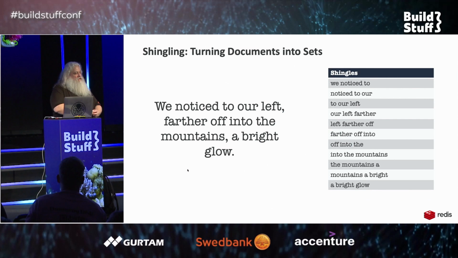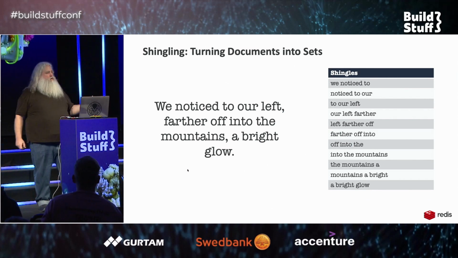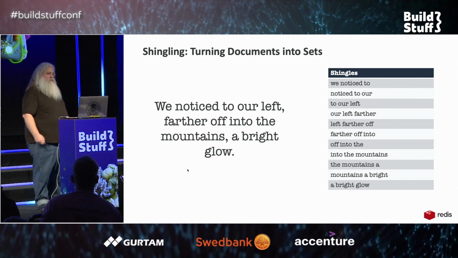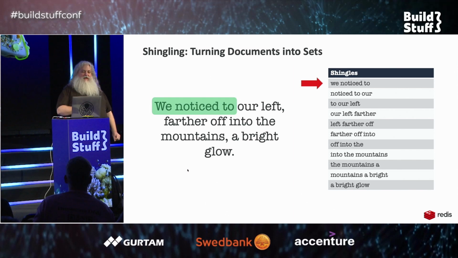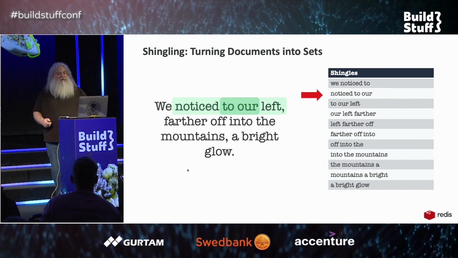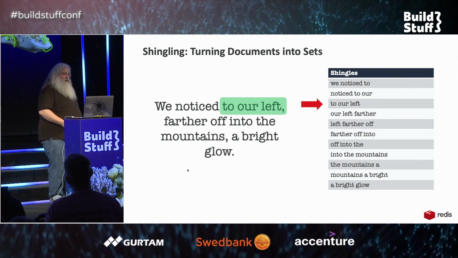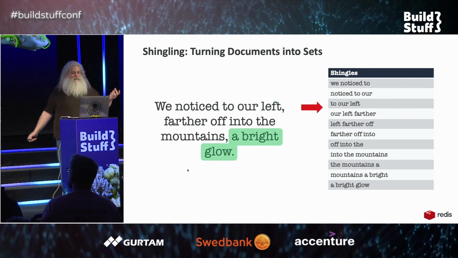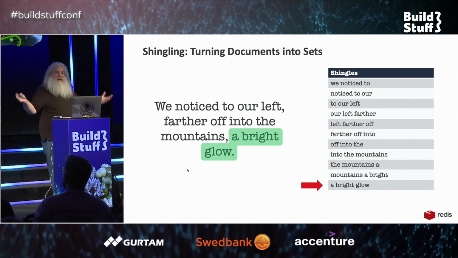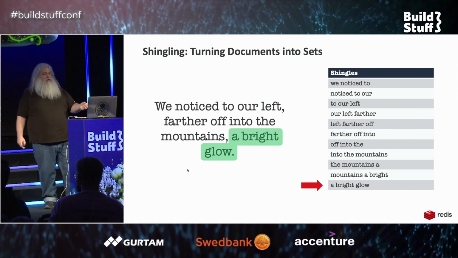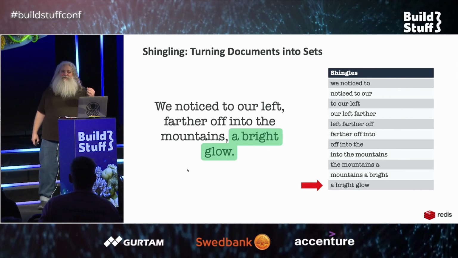Well, you can use a process called shingling. Shingling turns documents into sets by breaking them into trigrams that overlap. So we notice 2 is the first trigram. Notice to our, and to our left. You see how they overlay like shingles on a roof, hence it's called shingling. And so this creates a series of trigrams that you can then do the similarity calculation against. So here we notice to our left, further off into the mountains, a bright glow. This is the Megatron in the Bushes story.